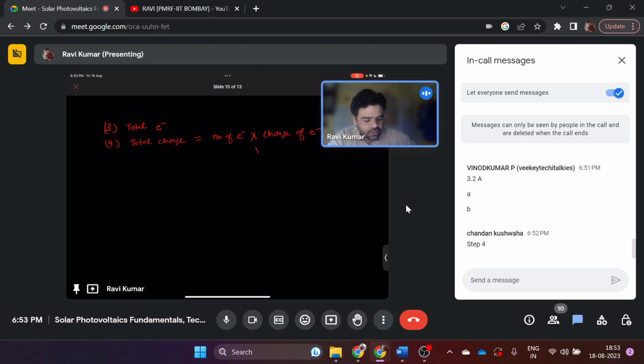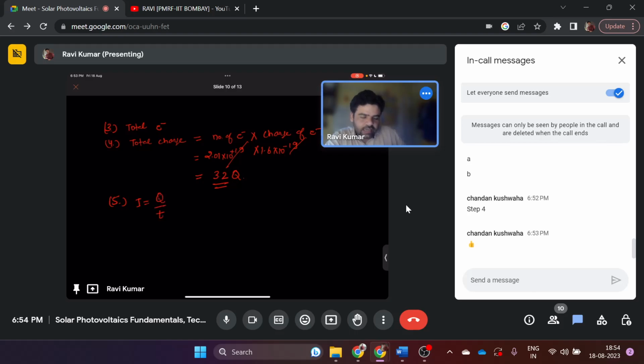And the charge is already a constant, 1.6 into 10 to the power minus 19. And the number of electrons was 2.01 into 10 to the power 19. You just multiply them, it will come around 3.2. So 3.2 coulomb will be the charge. And for step 5, our current is total charge divided by time. Time we have already taken as 1 second, so total charge 3.2 coulomb divided by 1 second will be 3.2 ampere. Very simple.